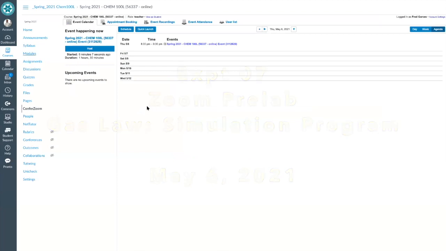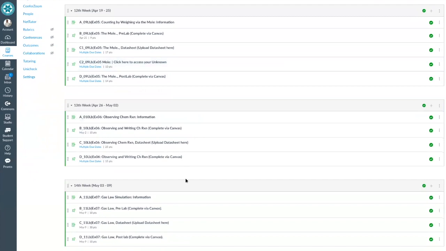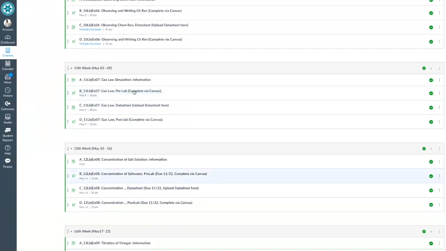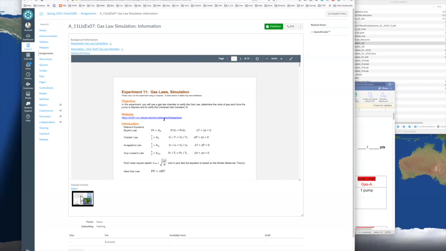Take a look at the modules for this particular experiment. You guys are going to see that we have gas law right here, complete via Canvas. This is the gas law simulator. So what you guys will need is to access this site right here. This is the website right here.